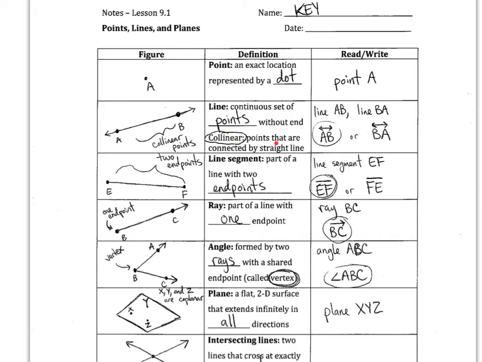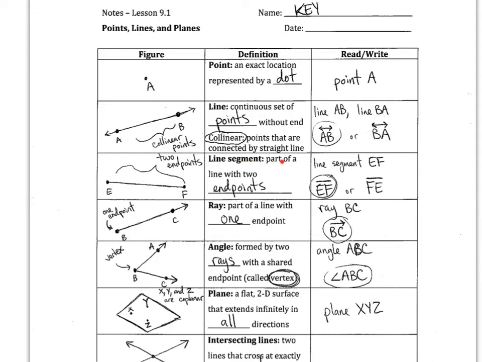Collinear are the points that are connected by a straight line. So this is a line. It doesn't end, which is why you have the arrows going on both directions. Collinear, those are the 2 points that are on the same line. So co means together, linear on the same line. And the way that you'd write it is line AB or line BA, either way. These are the symbols for what that looks like.